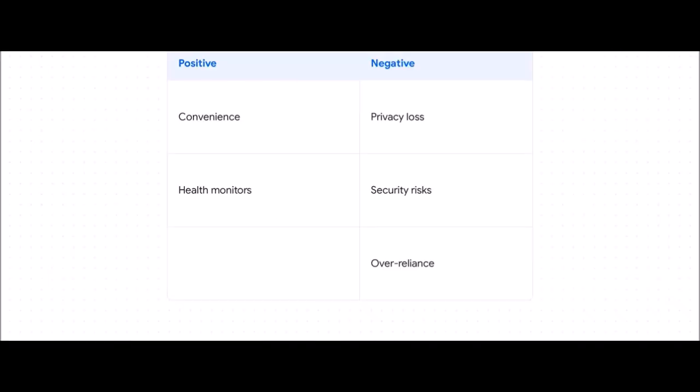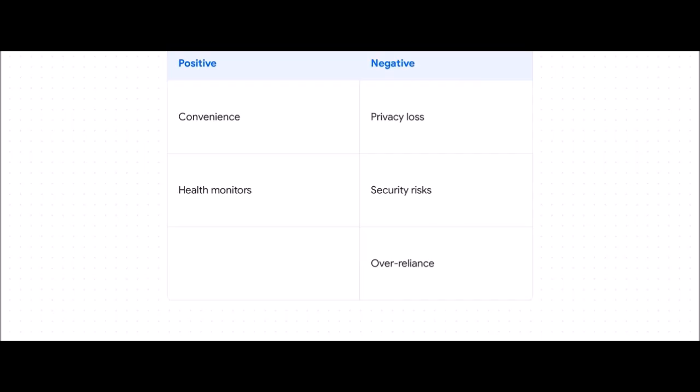Just look at how a model answer pairs specific tech with its direct impact here. On the positive side, it pairs smart home devices with increased convenience, like controlling your lighting and heating remotely. It pairs wearable smartwatches with health monitoring, like tracking heart rates to catch potential health issues early. But then it pivots. It contrasts these awesome benefits with severe negative impacts.